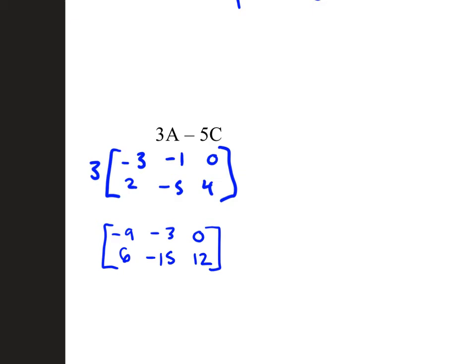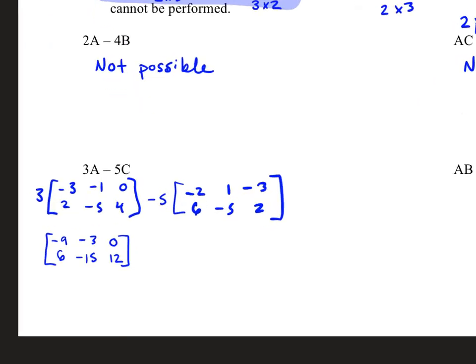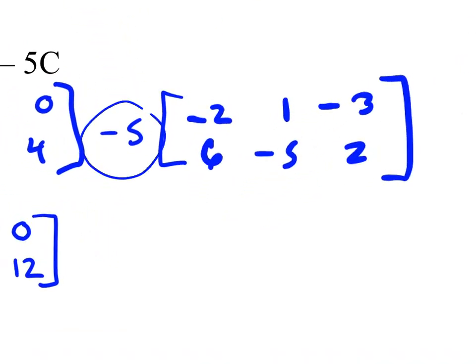Now we can move on to 5 times C. So C is -2, 1, -3, 6, -5, 2. There's 2 ways we can do this. We can multiply -5 to everything in our matrix, or we can multiply 5 to everything and subtract that matrix from A. I like to multiply everything times -5 and then just add the matrix together, but you can do it either way. So let's multiply everything by -5.